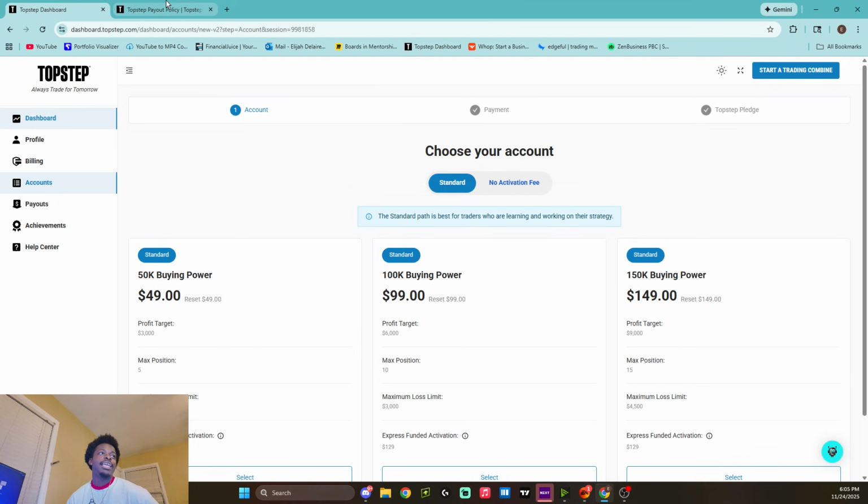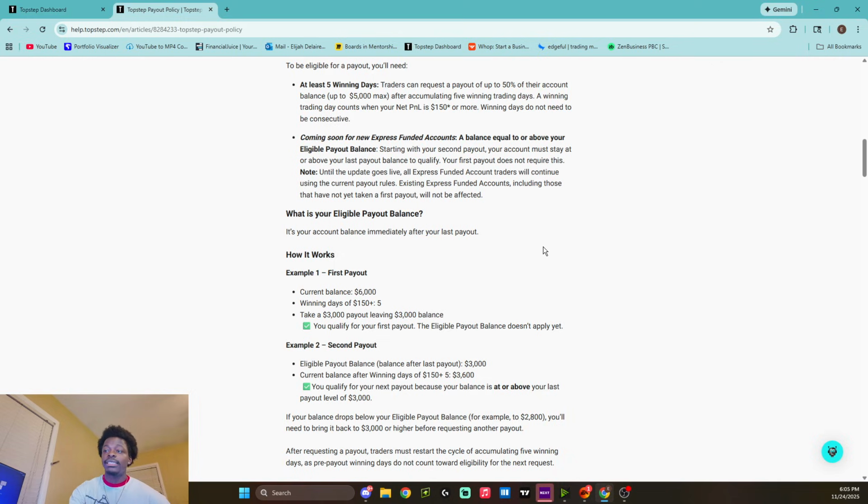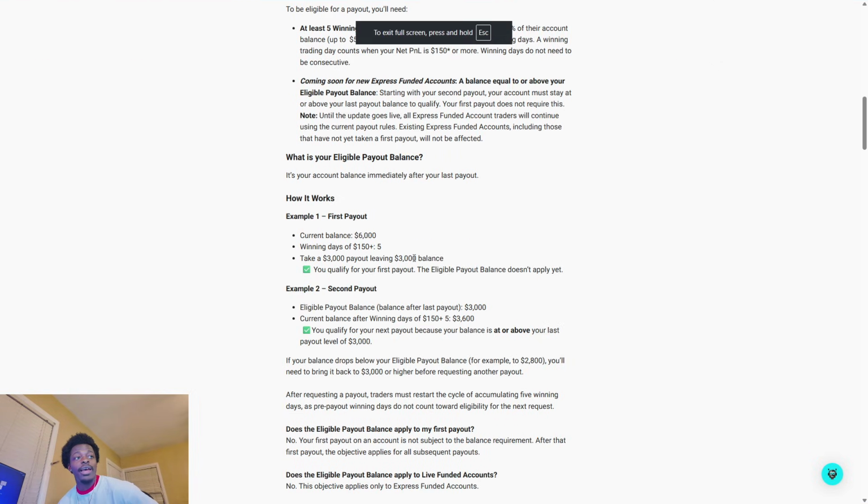Now let's get into the payout change that TopStep has made. Now, I'll get into my opinion on the payout change in a second.